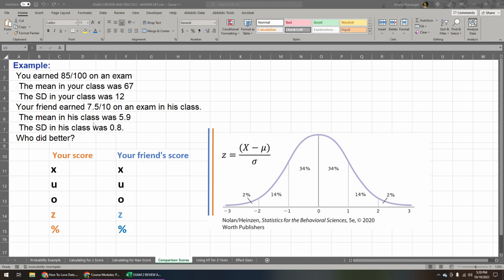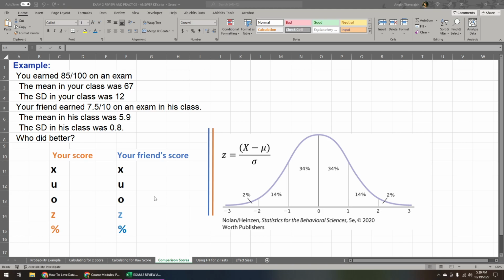So you and a friend, you guys are in two stats classes, for example, but two different stats classes. And you had exam one and you scored a certain way, your friend scored a certain way. You want to look at who did better comparatively to each other's sample or population, right?